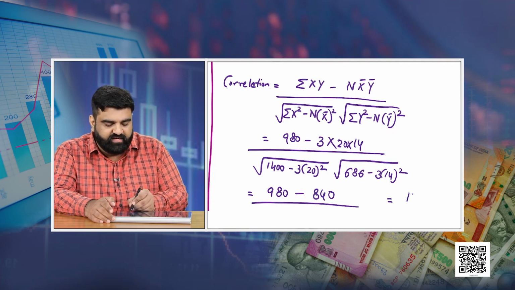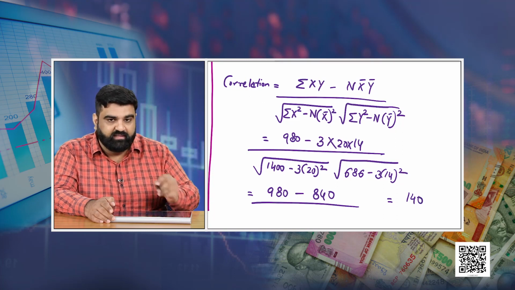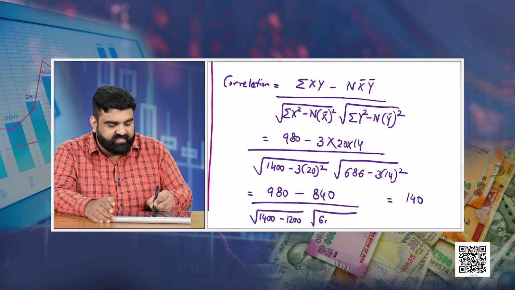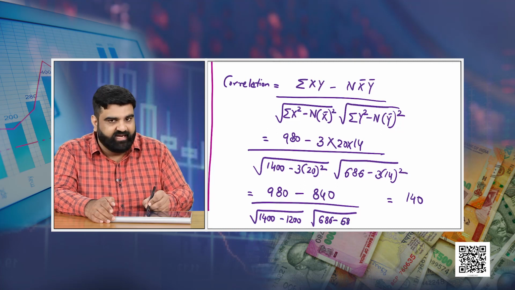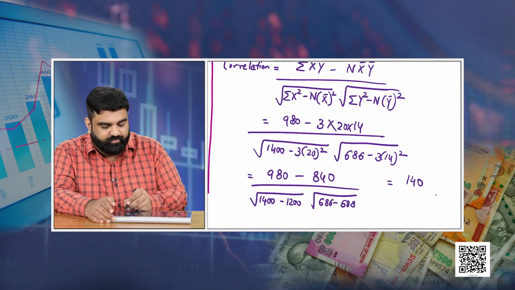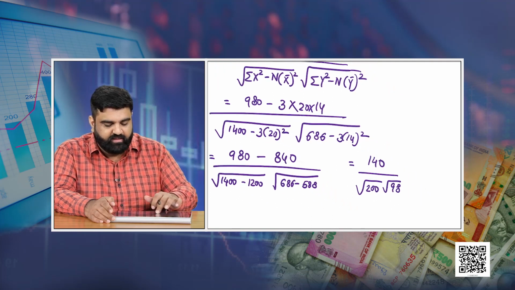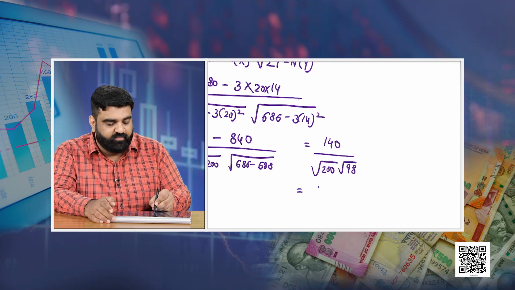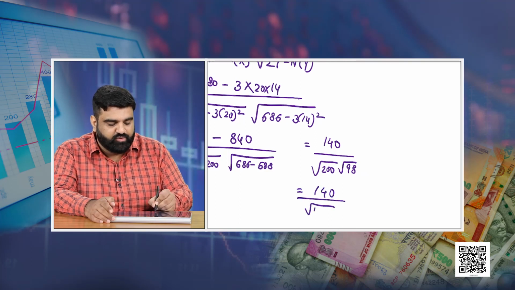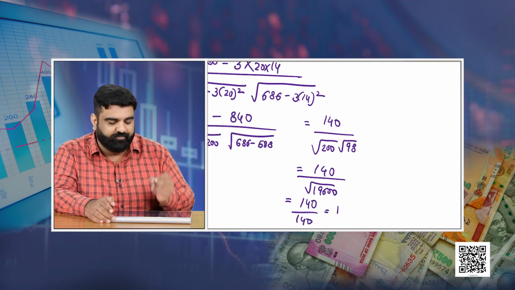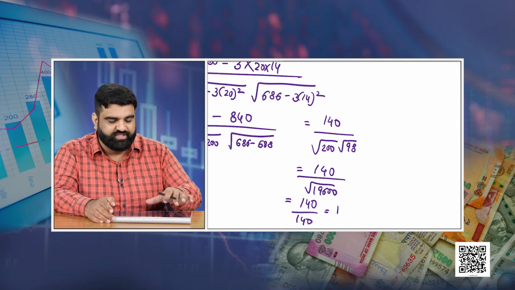So, in the numerator we get 140 and in the denominator we have 1400 minus 1200 and 686 minus 588. So, this will be 200 into square root of 98. So, we have the same calculation again, which will be 140 upon square root of 19,600. This will give me an answer again of 140 upon 140, which will be 1. So, this is perfect positive correlationship.